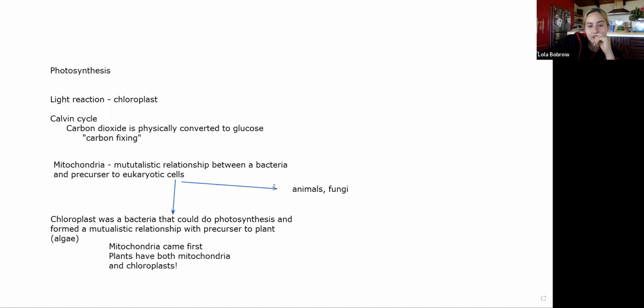What molecule is used to power chemical reactions in the cell? It would be ATP. That's ATP. Yep.